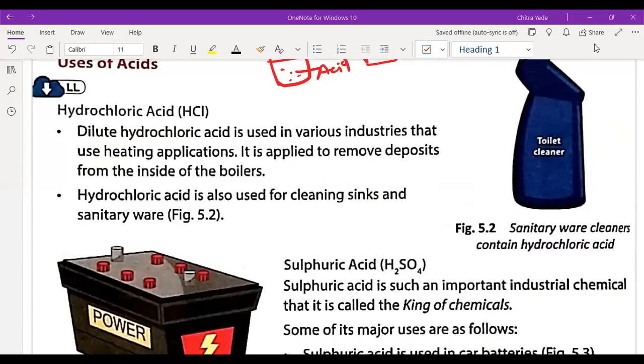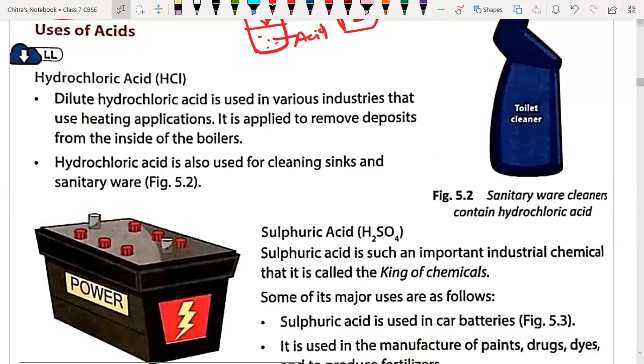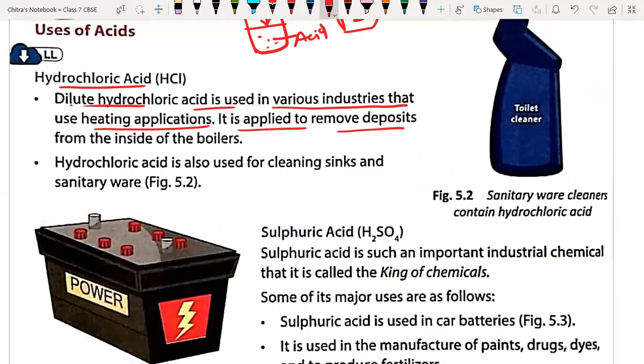Hydrochloric acid is very useful because our gastric glands secrete hydrochloric acid. Dilute hydrochloric acid is used in various industries that use heating applications. In batteries, we use sulfuric acid. It is applied to remove deposits from inside the boiler. So in industries, hydrochloric acid, HCl, is used.